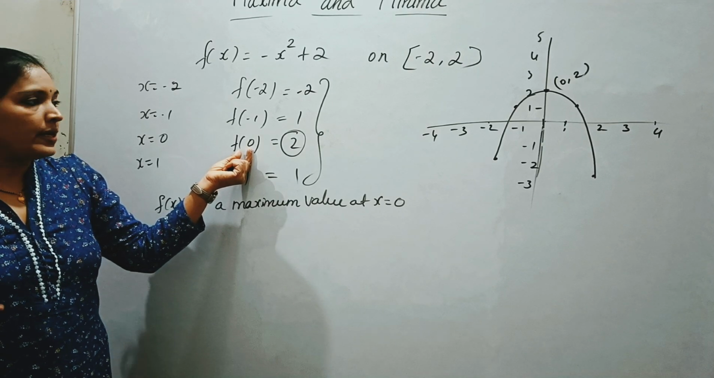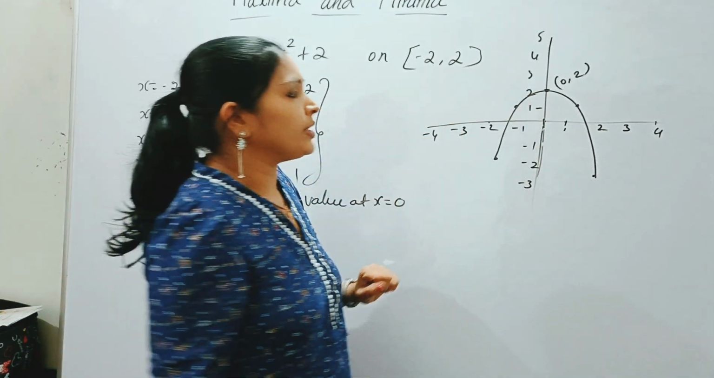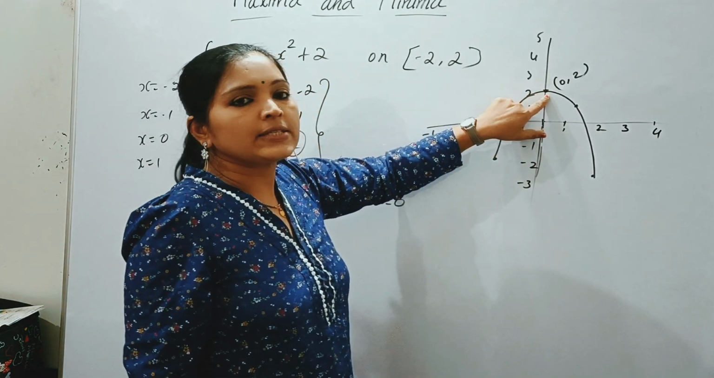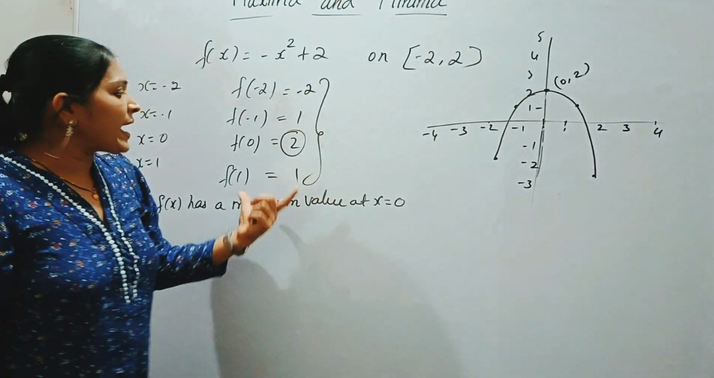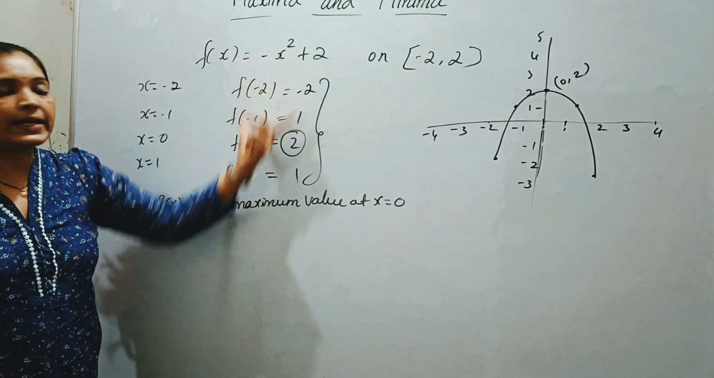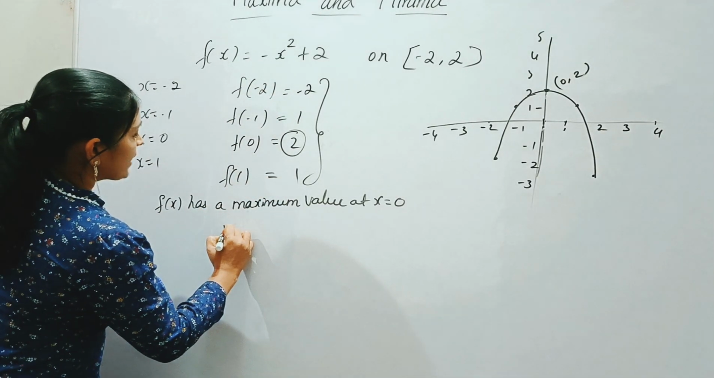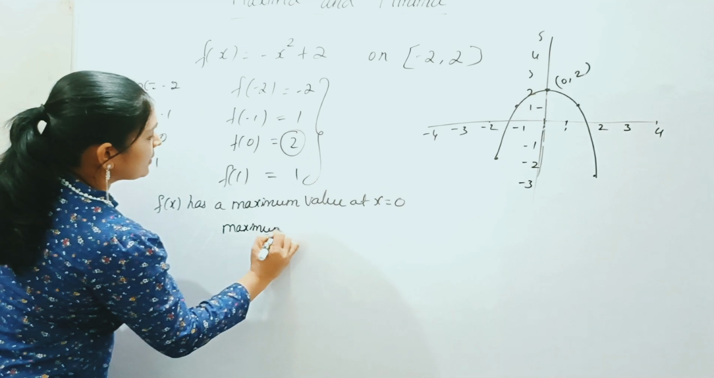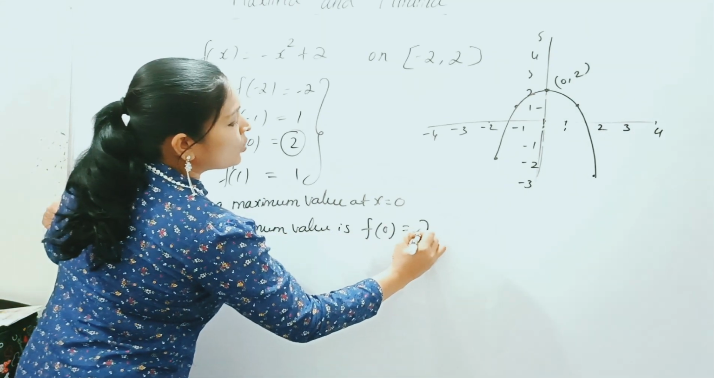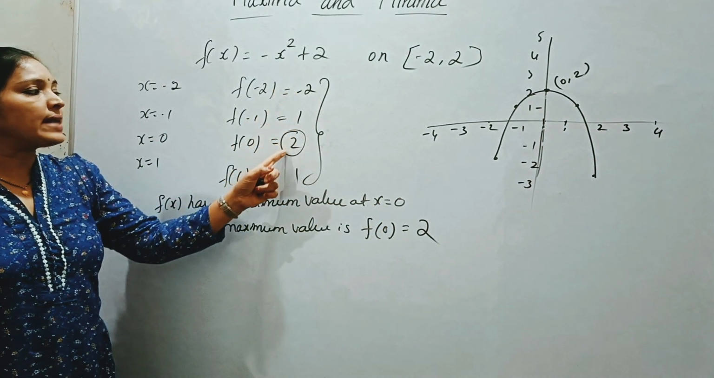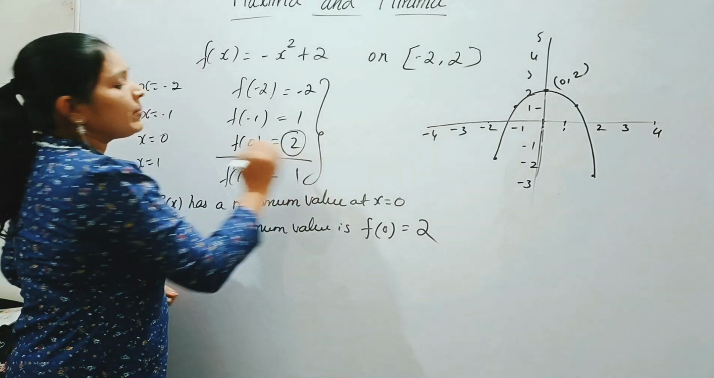Okay, understood? See, here it is the concept of maximum. Here it is the peak point. So this function has maximum value at x is equal to 0, and that maximum value is the greatest among these values of the function. The maximum value is f of 0, that is equal to 2. So 2 is the largest value among these values, right? So it is the maximum value.